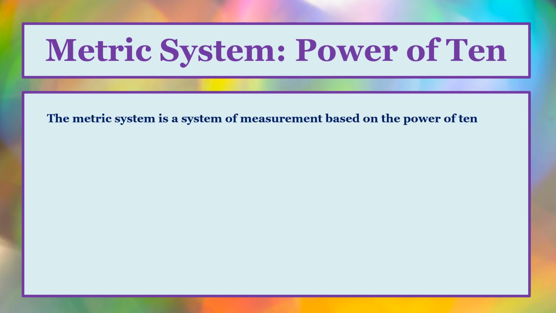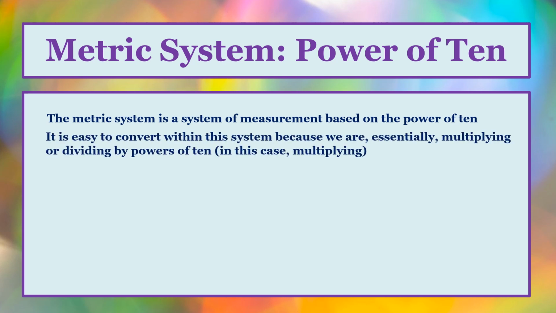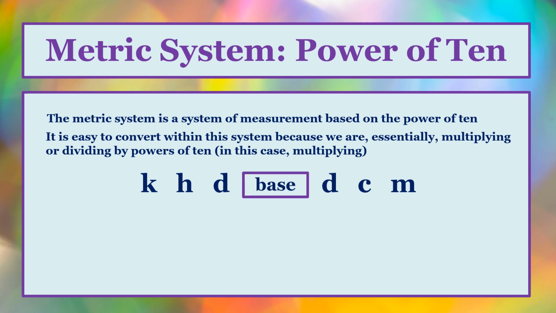We know the metric system is a system of measurement based on the power of 10. And again, it's easy to convert within the system because we are multiplying or dividing by powers of 10. In this case, for our example, we're going to be multiplying. And the reason this is going to be helpful to know is because you can move your decimal place one space when you multiply by powers of 10. Our base here in the center can be either mass, which is going to be grams, it can be volume, which is going to be liters, or it can be distance, which will be meters. Don't overthink this. It'll be clear as we move through the slides.